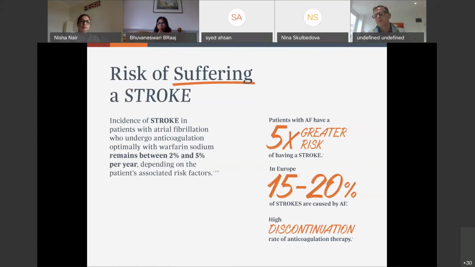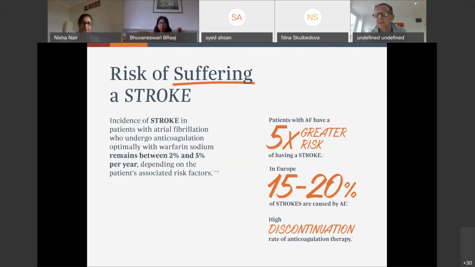Now, the problem is a lot of people can think, well, it's okay. The patient, although they're in AF, they're on their warfarin already. Well, the problem is that even if you are on warfarin, you still have a 2 to 5% risk per year of getting a stroke. So although it has been seen as a very good therapy, it still has its own inherent risks, which begs the question, do we also need to look at other measures other than anticoagulation to really reduce that risk of stroke significantly?